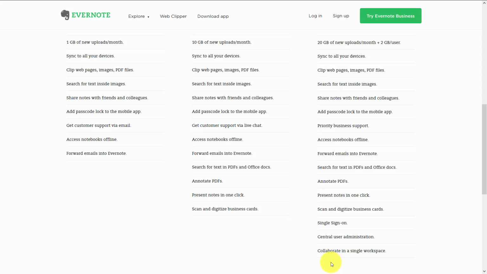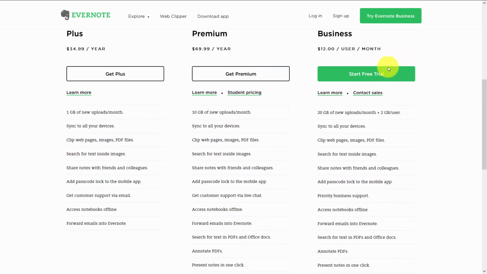Now, in terms of the business level, you'll notice that there is one significant aspect of this level that if you're going to be collaborating is going to be important. You're going to be able to work with others together in a single workspace. You're also going to have a single sign-on, and you will be able to administer the entire group or team from your Evernote account. So again, if you're going to be working with other people, you might want to try the business version. And in fact, in this course, we're going to start with the free trial of business, and then you can determine which of the features you won't be using, and then decide to scale down based on that use.